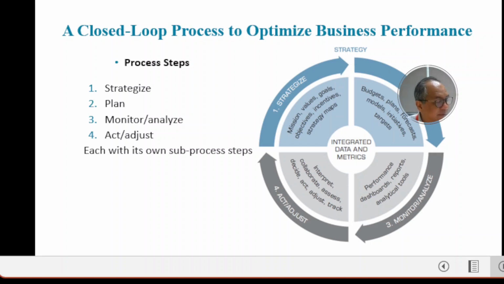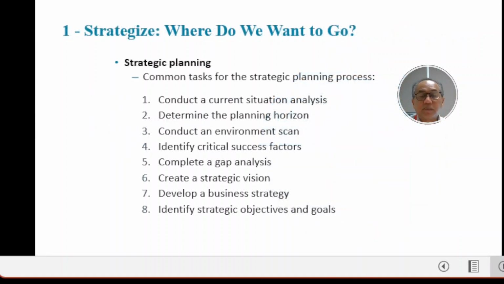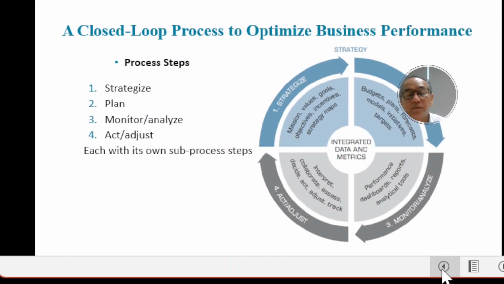The next process is the planning process. Planning: how do we get there? We have a financial plan, a budgeting process, and an operational plan. The operational plan will translate the organization's strategic objectives and goals into well-defined tactics. And then we will monitor and analyze how we do that.